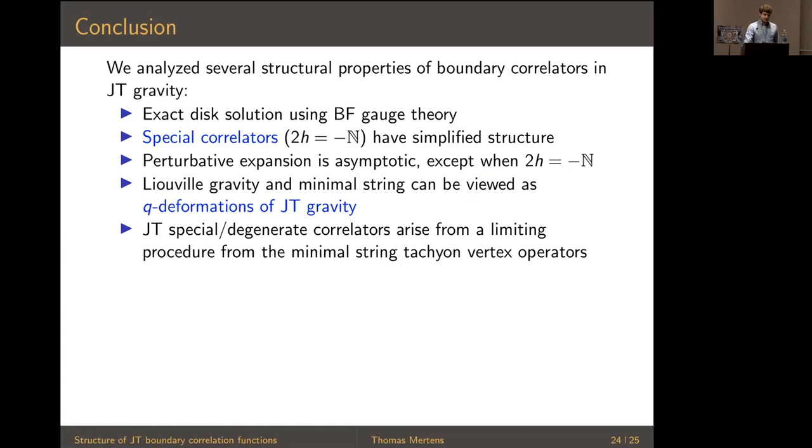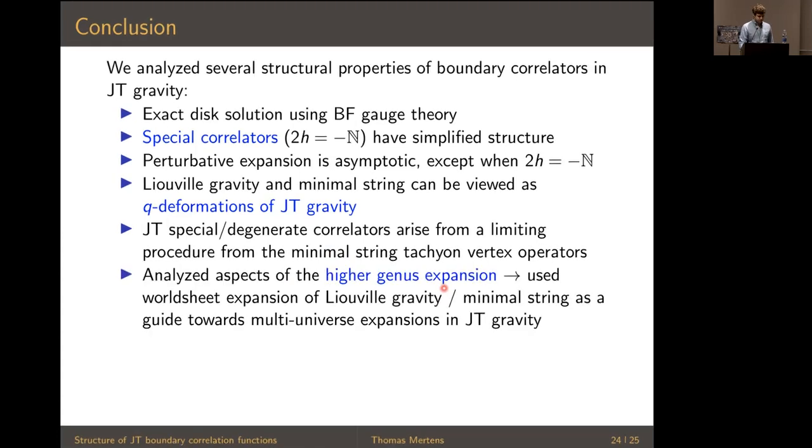I have embedded this JT gravity story in Liouville gravity and a minimal string, which from a group theory perspective can be viewed as Q deformations of JT gravity. And in particular, these special kinds of correlators we had in JT gravity arise from a limiting procedure from these minimal string tachyon vertex operators. And then in the end, I analyzed several aspects of the higher genus expansion.